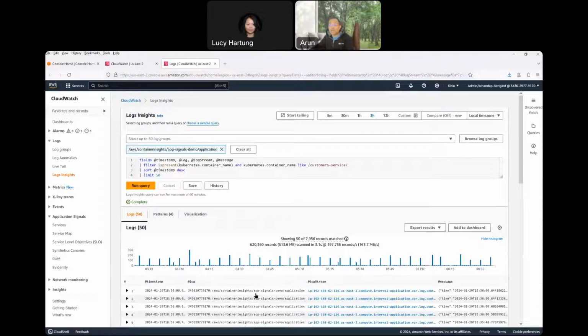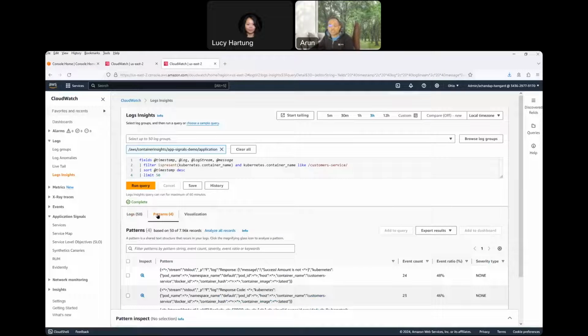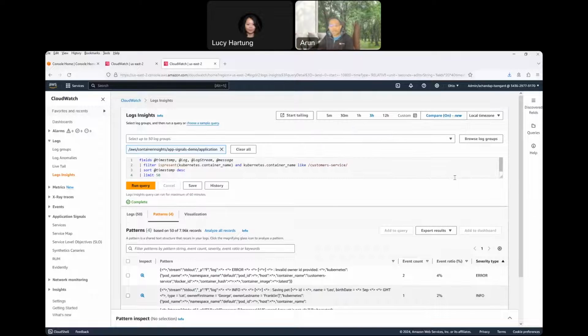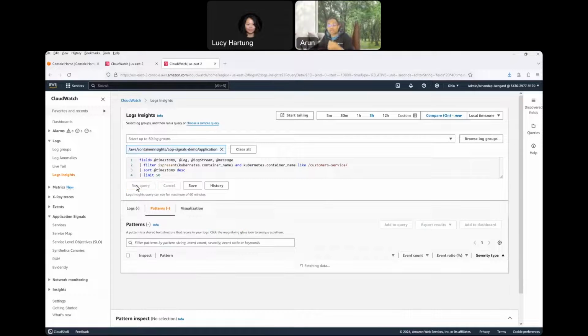Now, Joe is smart. Joe also wanted to check if there is any particular pattern. Container Insights allows you to click on the patterns and see if there are too many errors happening, if there are any errors at all, right? And Joe also wanted to troubleshoot it in such a way that he could compare it with the previous days or the previous week's data. Joe easily clicked on compare, then clicked on previous week and applied. Right now, he would run that query again.